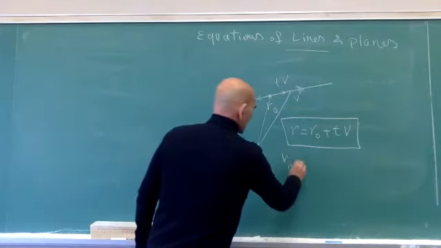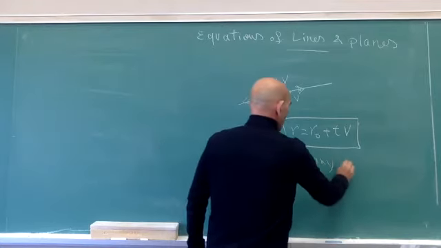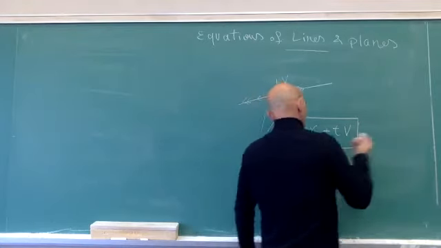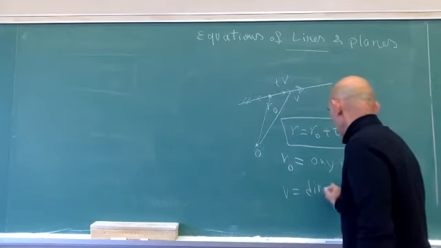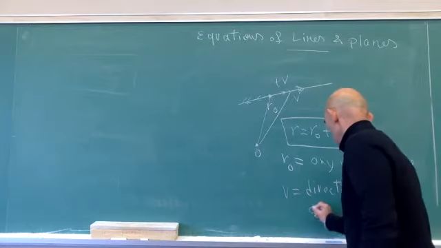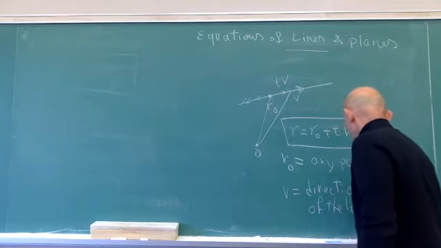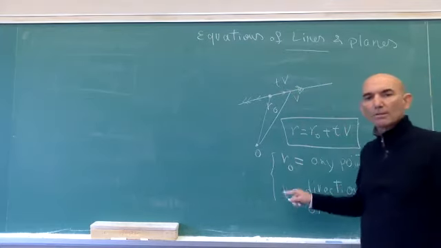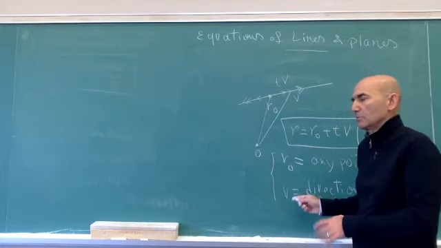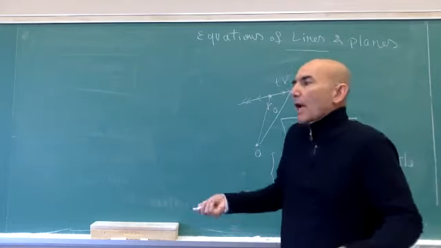R0 is any point vector on the line, and V is the direction of the line. So the idea is that we have to know these two pieces of data, of course, because you have to tell me where this line is. Is it this one, that one? So R equals R0 plus tV. And t is anything, it's just a parameter. This is called a parameter.